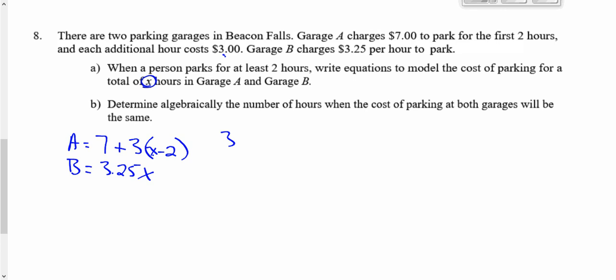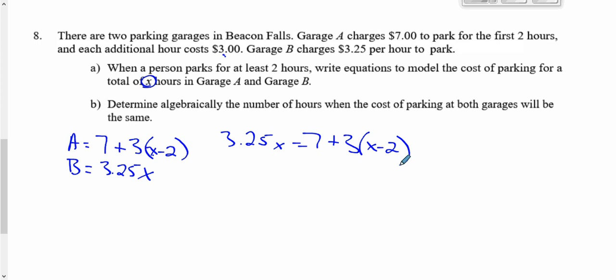I'm going to leave it with the 3.25x. You're not wrong, I just had that in my head already. Okay, garage B cost needs to what? Equal garage A's, which is 7 plus 3 times x minus 2. So that's the expression for each garage's parking cost. And we want to find out how many hours it takes for them to have the same cost. So you set them equal and solve for the number of hours x. Now you guys can do that, right? You know what to do. What are you going to do?